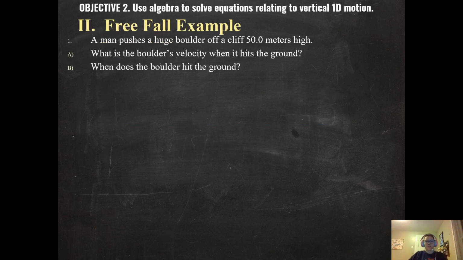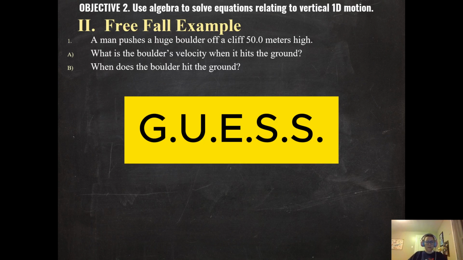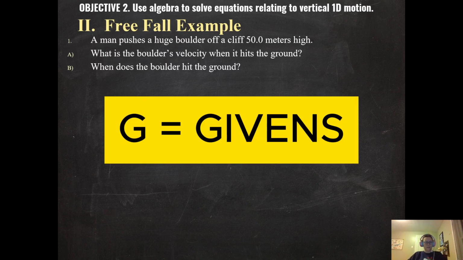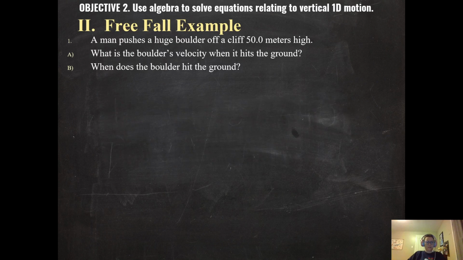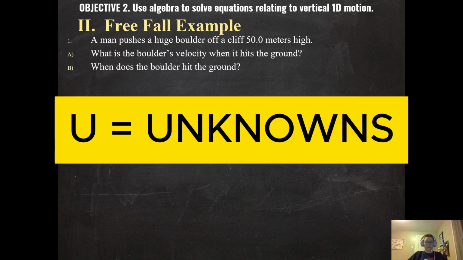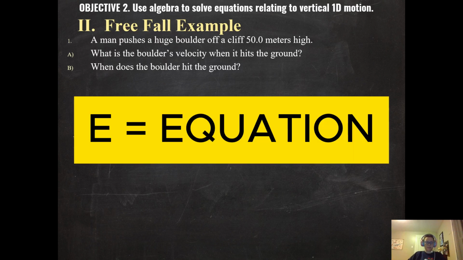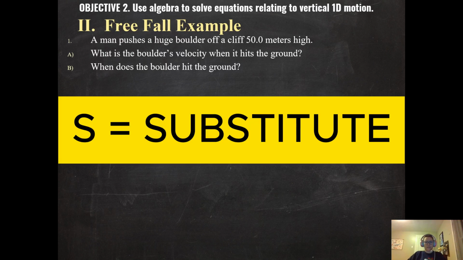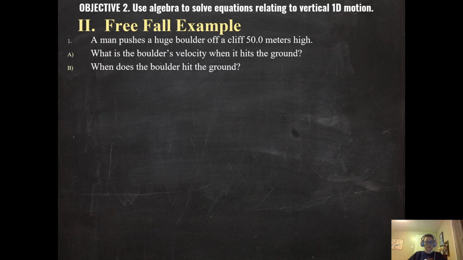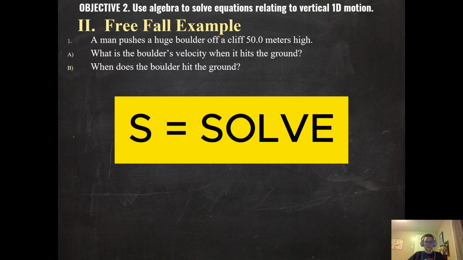Moving on to Objective 2, use algebra to solve equations relating to vertical 1D motion. We have this example. Remember, during any physics problem, we should be using the GUESS method. G stands for writing down all givens. U stands for writing down the unknown. E stands for writing down an equation. The first S stands for substituting in your knowns. And then the second S stands for solve for your unknown.